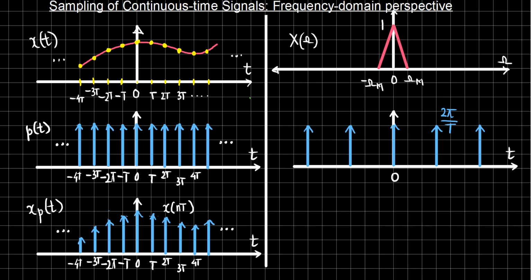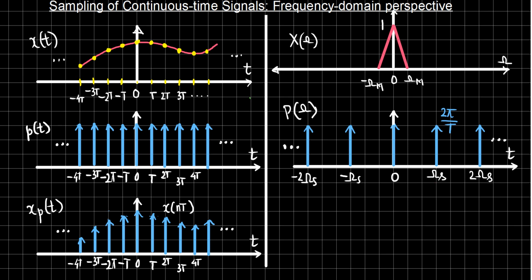So the first impulse is at zero, the second impulse is at the fundamental frequency, that is omega s, then 2 times omega s, and so on. So this is how p of omega is going to be. This is the representation of p of omega, the Fourier domain representation of p of t. The train of impulses has a Fourier transform that is again a train of impulses, located at integer multiples of the sampling frequency with a scaling factor of 2 pi by T.